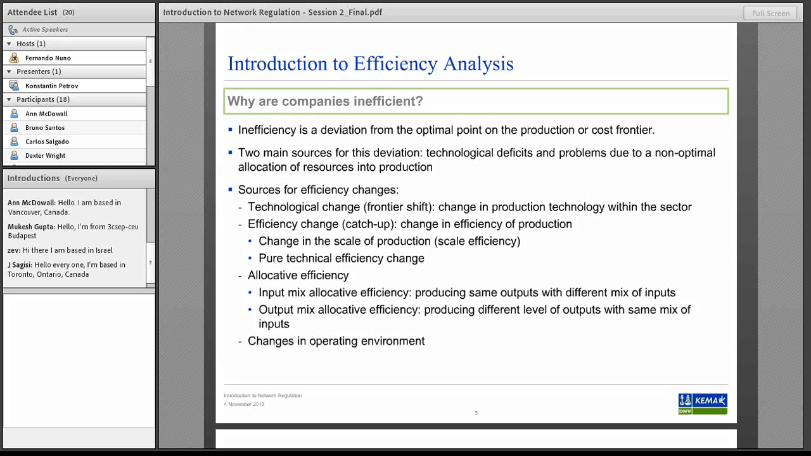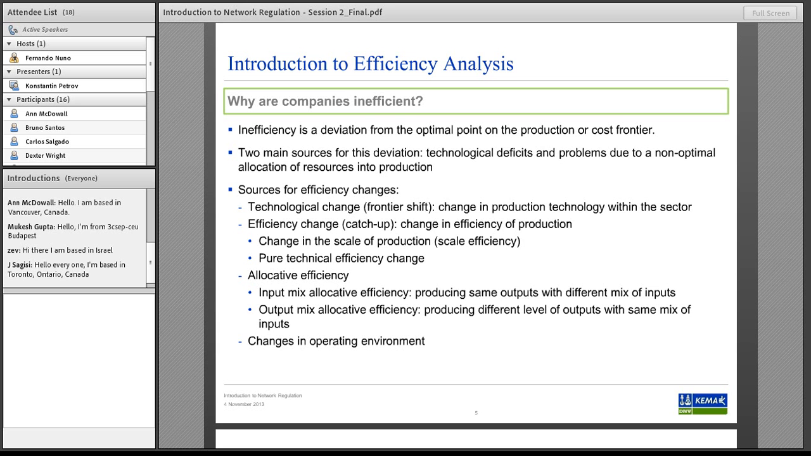In this case, as already explained, the operating environment can impose different effects on the cost side, on the input side, but also on the output side. And that's why changes in the operating environment can also have an implication, can also affect the efficiency performance of the companies.